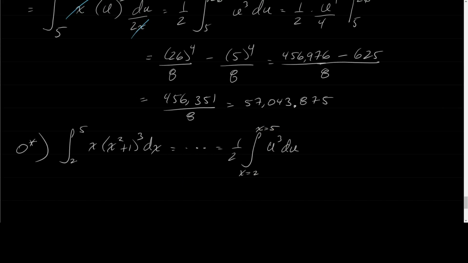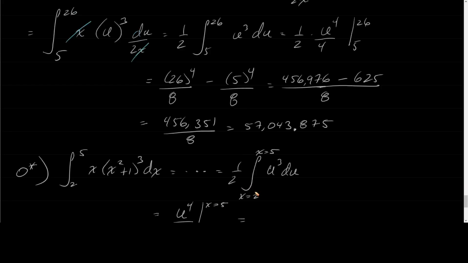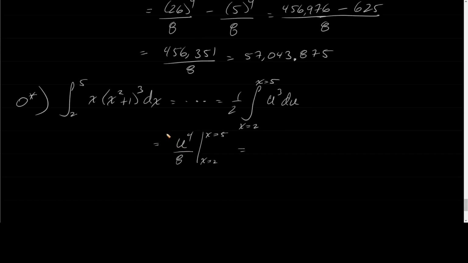So at this point, we end up with 1/2 times u to the 4th over 4. We already know that's really u to the 4th over 8, evaluated from x equals 2 to x equals 5. And what was the value of u? u was x squared plus 1. So I have (x squared plus 1) to the 4th over 8, evaluated from 2 to 5.